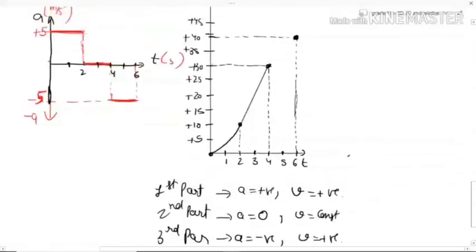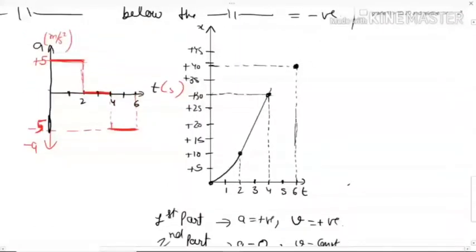We'll draw the exact same graph. Is this clear, guys? So this is how the position time graph is drawn. Any doubt in drawing the graphs? Basically, can you see for drawing the graphs, you need to analyze everything and then try to draw.